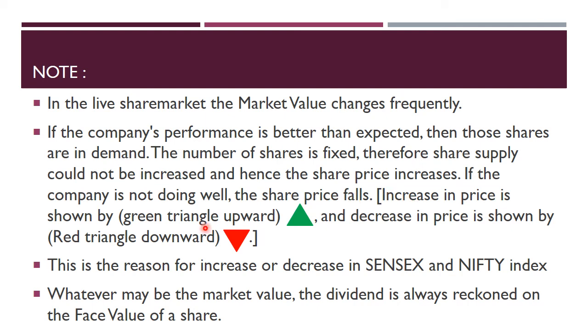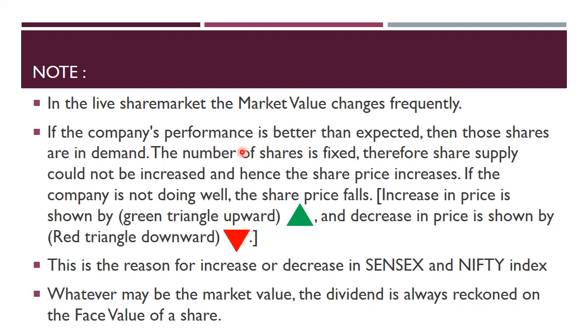Now an increase in price is shown by a green triangle upward. A green triangle upward means there is an increase in the price of the share of that company, and a decrease in price is shown by a red triangle downward. These are the symbols used in Sensex to show whether the price of shares of a particular company has increased or decreased. Next, this is the reason for the increase or decrease in the Sensex and Nifty index. Depending on the company's performance, the prices will fall or rise, and that is why there is an increase or decrease in the Sensex or Nifty index also.